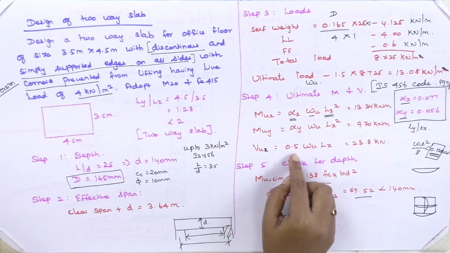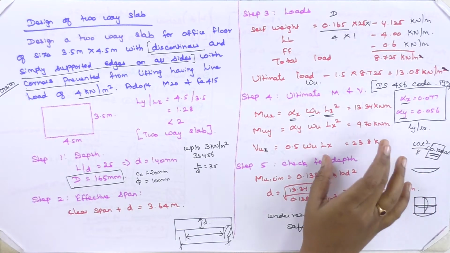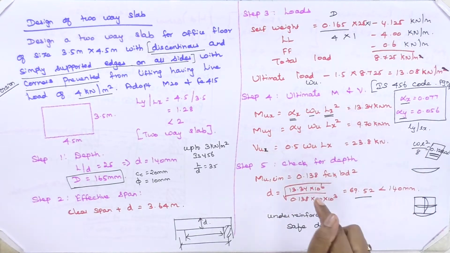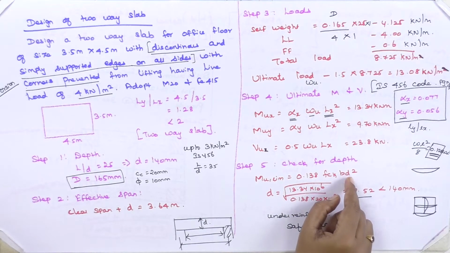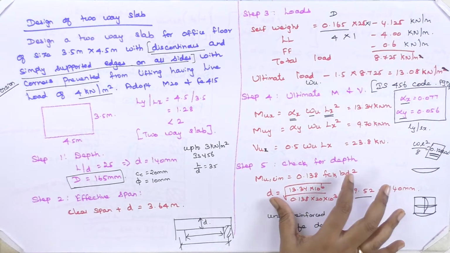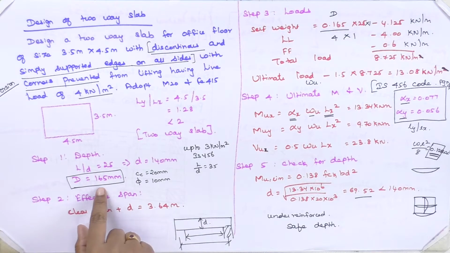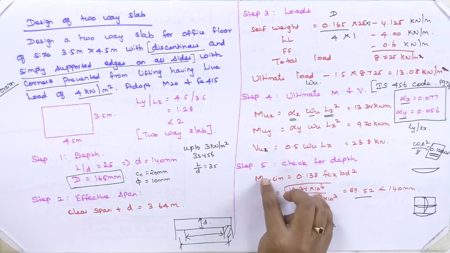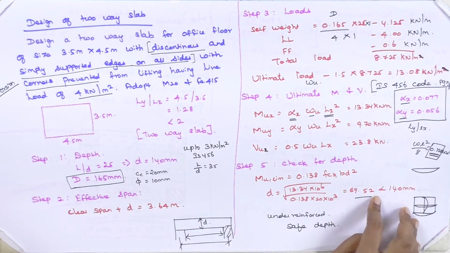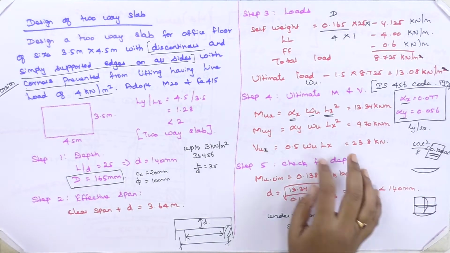Then the Vux is the same, WL by 2. After getting all these values, I need to calculate MU limit. From the MU limit, I can check whether the depth is safe or not. So the provided depth, that is 165 mm, is it safe or not? I'll write all these values, then I'll put my values here.